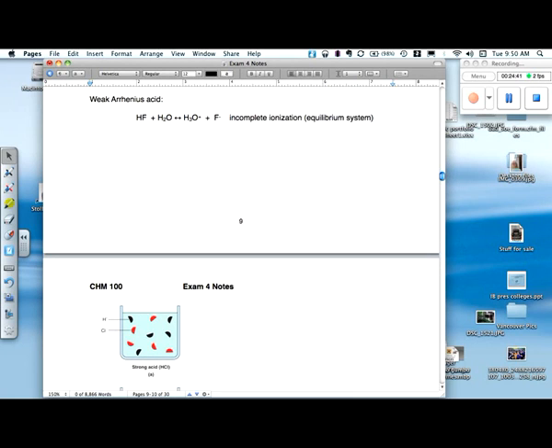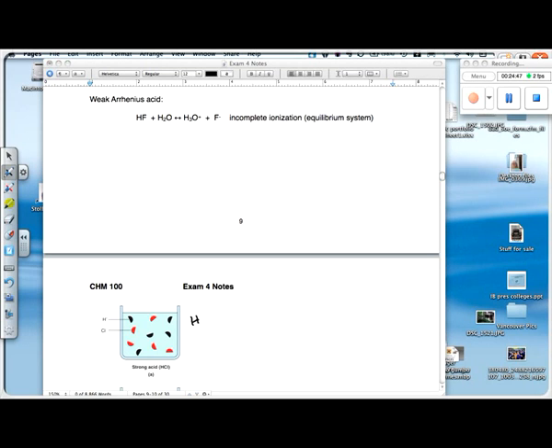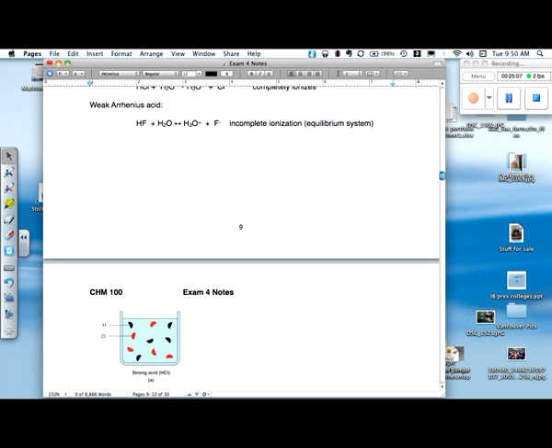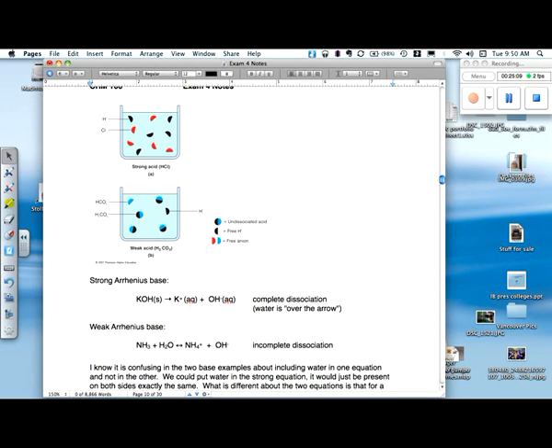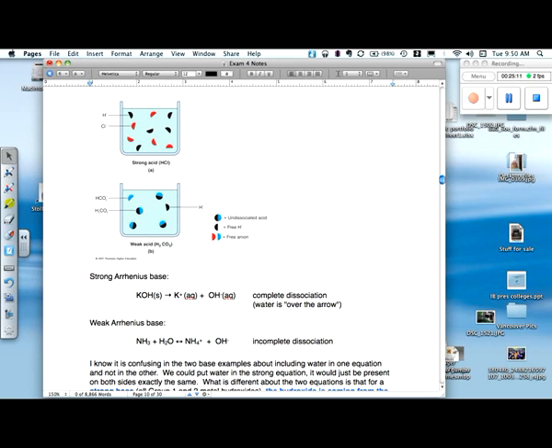equation in view. So here's our strong acid, like HCl. Every single HCl is dissociated into H+ and Cl-. So that's why it gets a forward arrow only. Now you know that this is really hydronium. Okay? Now, a weak acid, on the other hand, like the one that's pictured below this one, and I'll scroll back up in a sec, only a few of the molecules actually ionize.